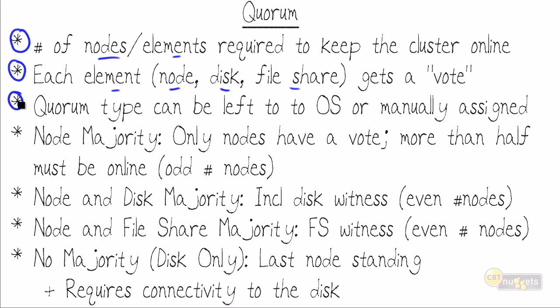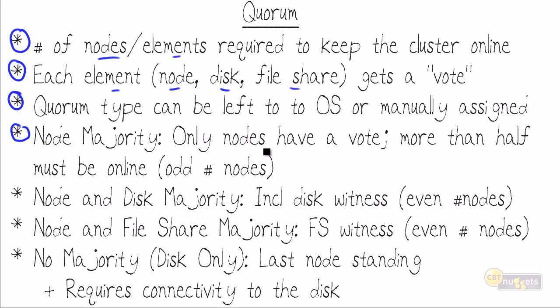The quorum type can be left to the OS. Microsoft recommends you typically let the failover clustering feature determine quorum itself. You can override that as an administrator if you want to. Here's the money here. You need to understand the specific quorum types. We have node majority, node and disk majority, node and file share majority, and no majority. Now again, this isn't as confusing as you might think.